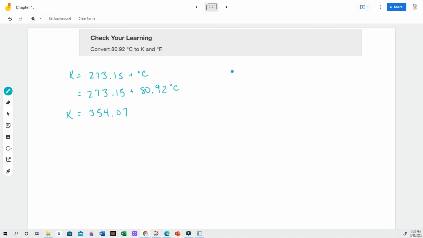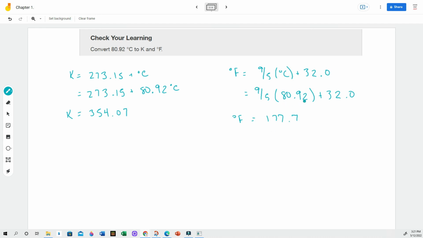Now let's convert it into Fahrenheit. So Fahrenheit is 9/5 of what my Celsius is plus 32.0. Okay, so that is going to be 9/5 of 80.92 plus 32.0. So that is going to give me a degrees Fahrenheit of 177.7. All right, so sig figs.